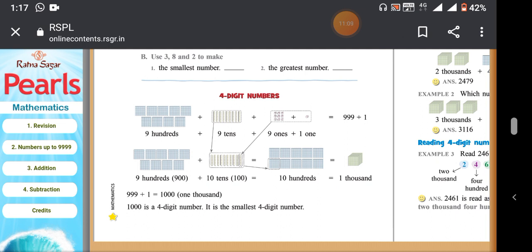So totally how many? 999 plus 1. So here 999 plus 1 is equal to how much? Yes, 1000. So observe the next picture children. 9 boxes of hundreds and 10 boxes of tens, and all together they form 10 boxes of hundreds. So 10 boxes of 100 means what? 1000.